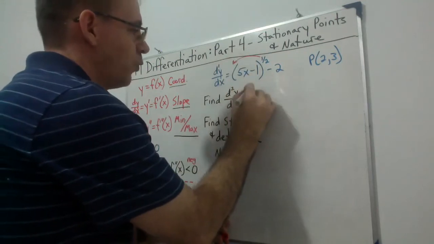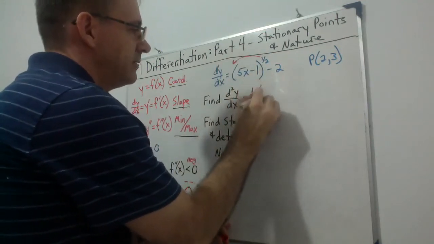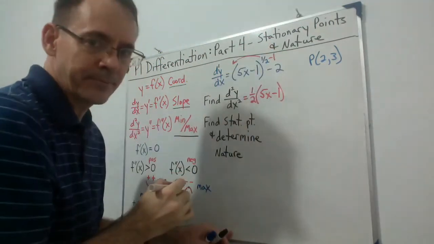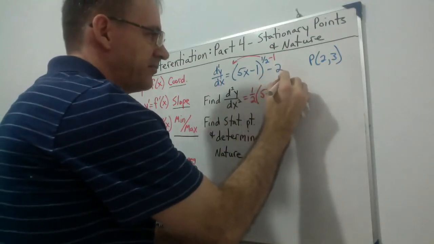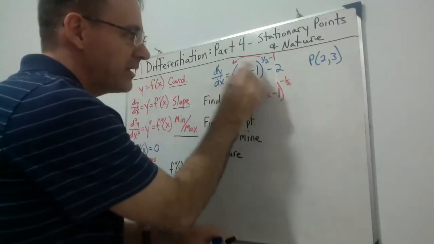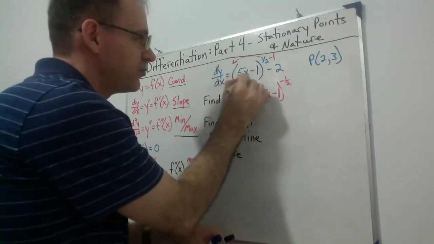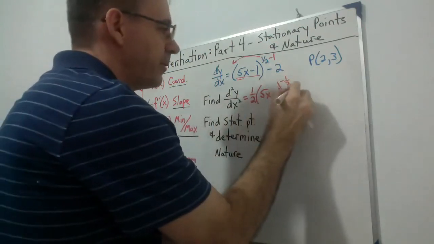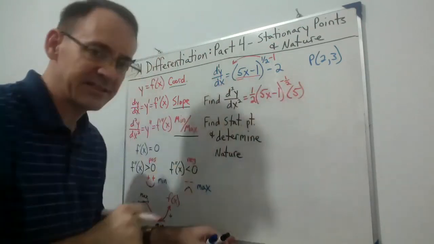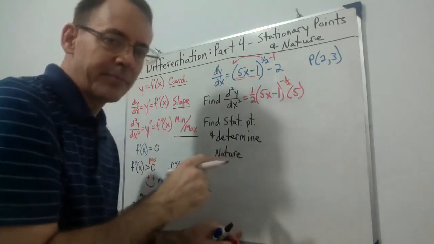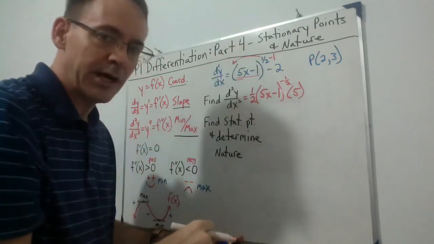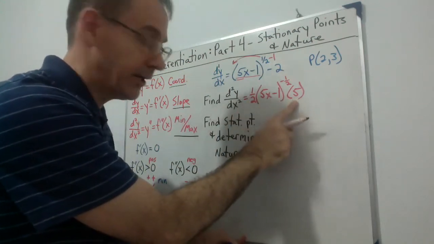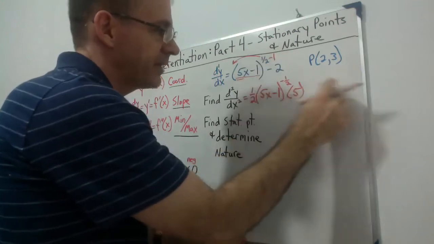So that's 1/2 times 5x minus 1, and then subtract 1 from the exponent. That gives us a negative 1/2. And then don't forget this is expanded, so we do the derivative of the inside, which is just the 5. So multiply by 5. Don't forget that step. A lot of students mess up at the beginning of a long problem like this, because they forget the expanded part. So don't forget that. Then your derivative of a constant is 0.